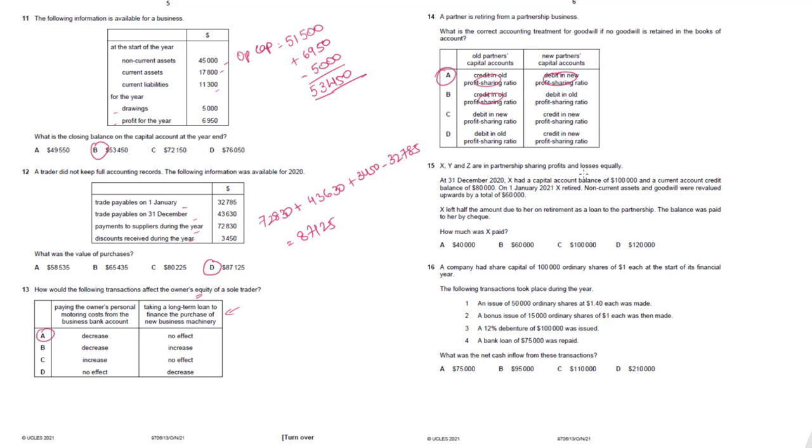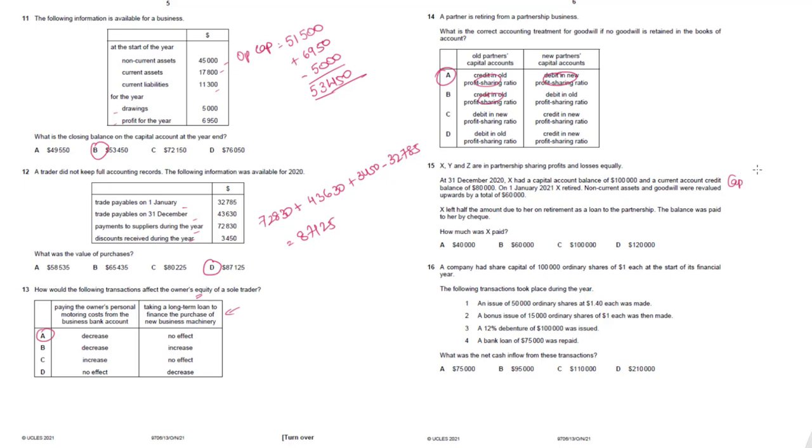Question number 15. X, Y and Z are in partnership sharing profits and losses equally. At 31st December 2020, X had a capital account balance of 100,000 and a current account credit balance of 80,000. On 1st Jan 2021, X retired. Non-current assets and goodwill were revalued upwards by a total of 60,000. X left half the amount due to her on retirement as a loan to the partnership. The balance was paid to her by check. How much was X paid? So if you could find out how much was the total amount due to X at retirement, we'll take half of that and that will be the answer.